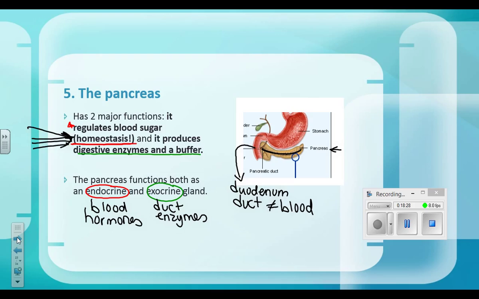Homeostasis. Just saying. It's going to be on the quiz. Faux show.